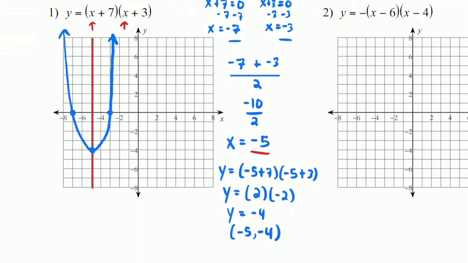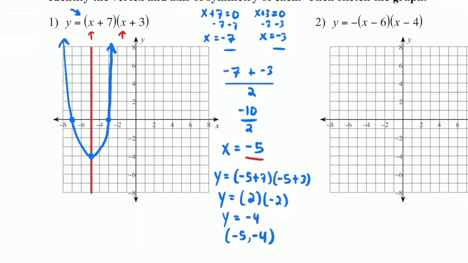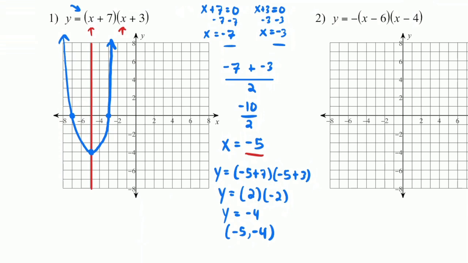I also know it's going to make a U like a smile because I don't have a negative sign in the front here. So those are our steps. Again, the first thing we want to do is set our factors equal to 0 so I can get my two x-intercepts. Then I'm going to add the two x-intercepts together and divide by 2 to get my axis of symmetry. And then whatever I get from my axis of symmetry, I'm going to plug back into my original equation to get the y value of my vertex, plot those points, and then make my parabola.